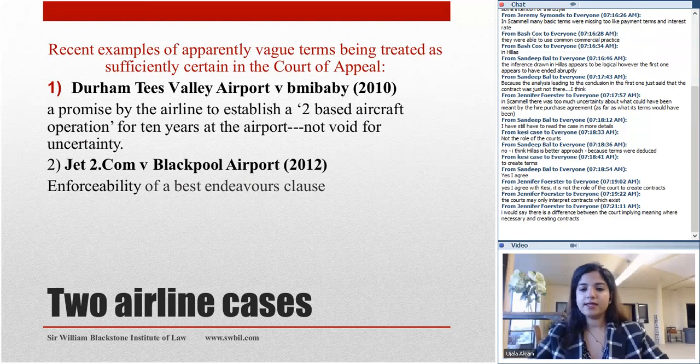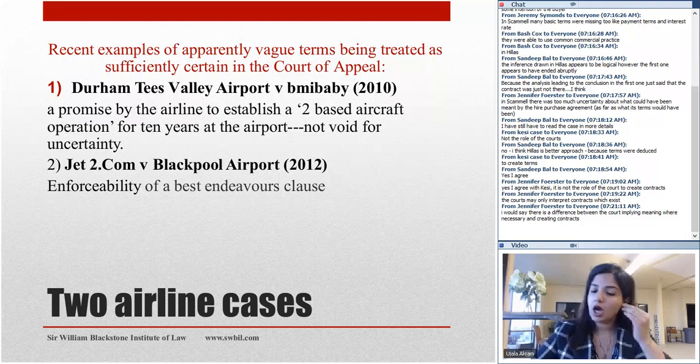The first case is Durham Tees Valley Airport versus BMI Baby, 2010. The court found in favor of the airport that a promise by the airline to establish a two-based aircraft operation for 10 years at the airport was not void for uncertainty, even though this did not impose a liability to operate a specific number of flights. So they were able to put a meaning to the phrase two-based aircraft operation.